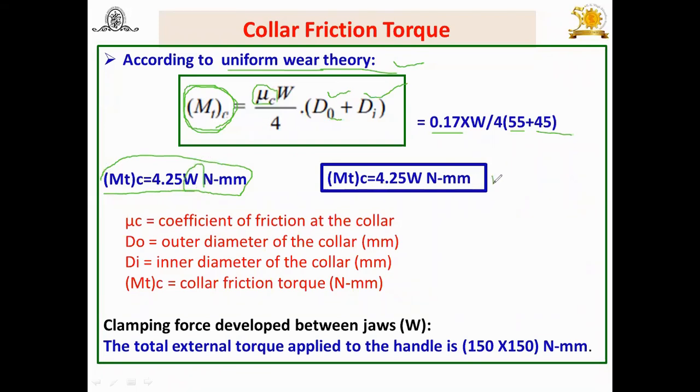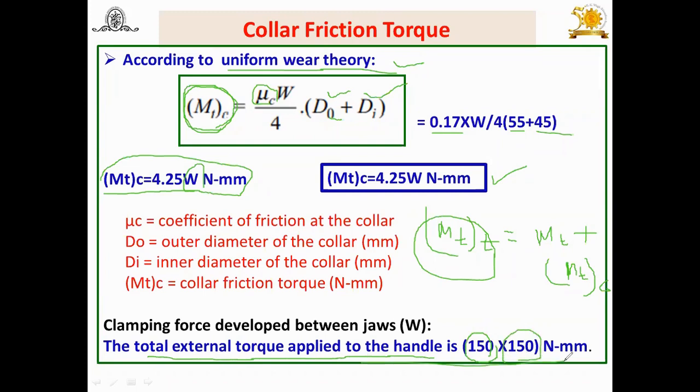Now you have the torque required to overcome the collar friction and the torque required to overcome the thread friction. You can write MTT, meaning total torque, is equal to MT for thread plus MT for collar. But what is MTT? The total torque. In the problem statement it is mentioned that the total external torque applied to the handle is a force of 150 Newton at a distance of 150, so you get the total torque 150 by 150. You can substitute here.